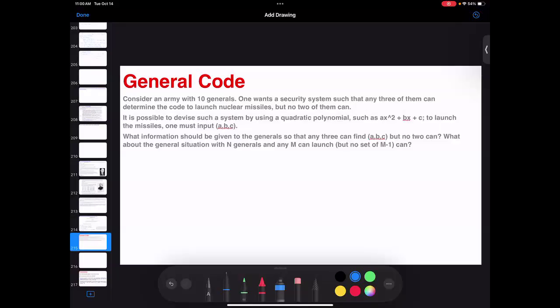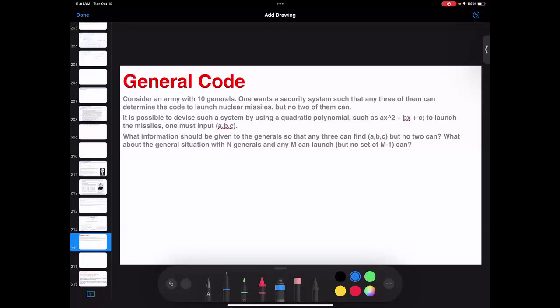Any 3 Williams professors, but no 2 Williams professors suffice. So the question is, is it possible to devise a system using a polynomial such as ax squared plus bx plus c, a quadratic polynomial, to launch the missiles? You must input the coefficients of the polynomial, a, b, c. So you have to give information to the generals so that any 3 of them can figure out a, b, and c, but no 2 of them can.